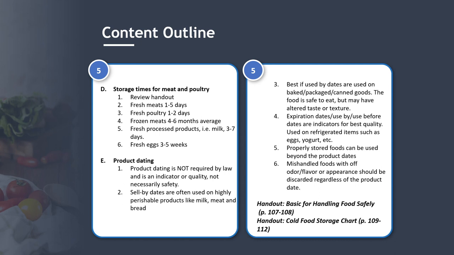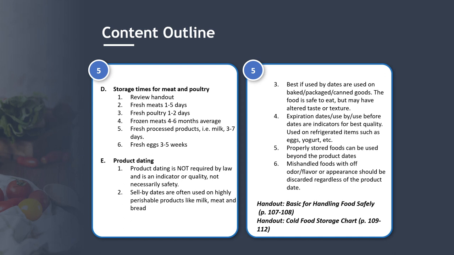E. Product dating. Product dating is not required by law and is an indicator of quality, not necessarily safety. Sell-by dates are often used on highly perishable products like milk, meat, and bread. Best-if-used-by dates are used on baked, packaged, or canned goods. The food is safe to eat, but may have an altered taste or texture.